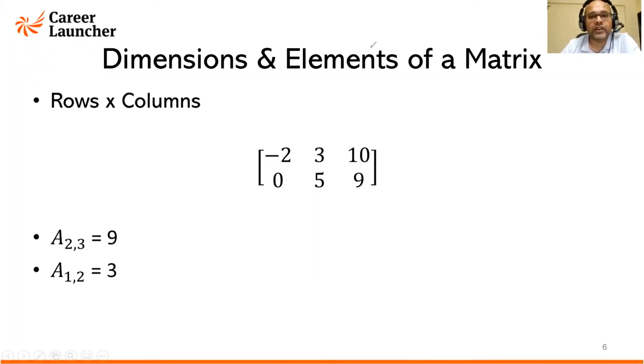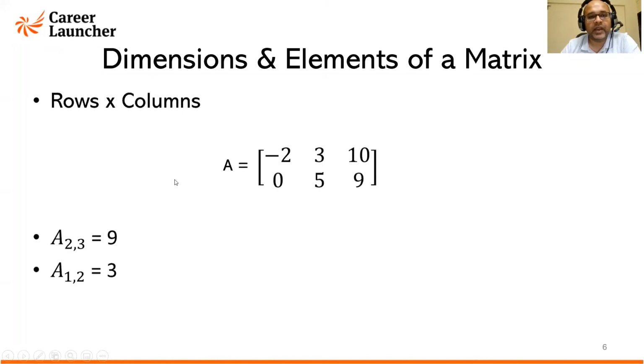So it is actually written as the rows cross columns, or the cross sometimes is also called "by". So it is rows by columns. What does it mean? Let's take an example.